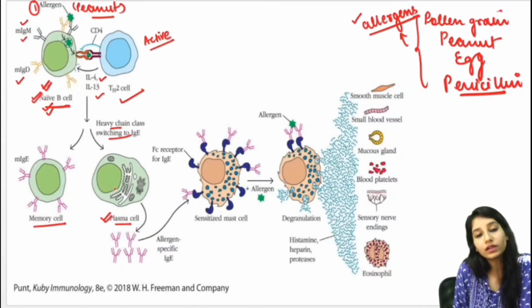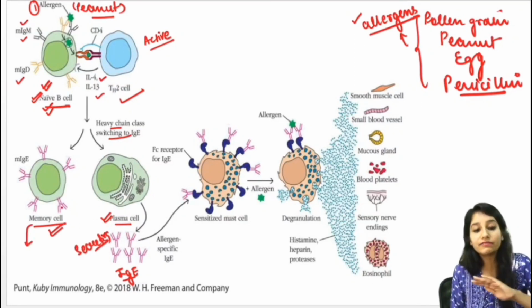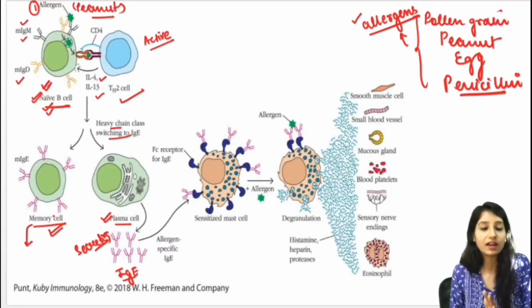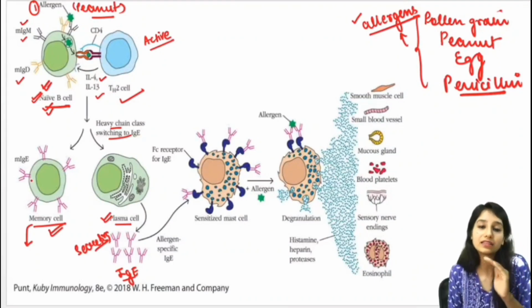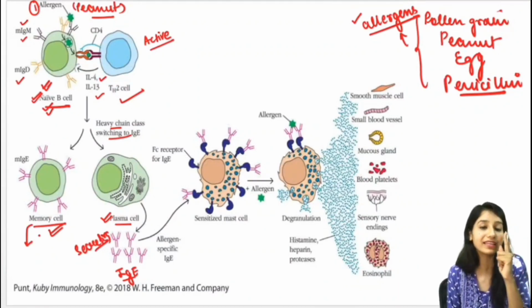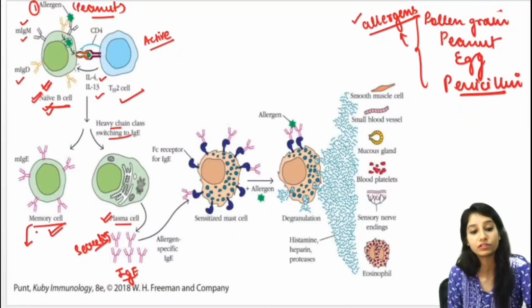This plasma cell will start releasing allergen-specific IgE antibody. It is secreting IgE antibody. While the memory cell will not secrete any kind of IgE antibody, it just has the memory that something like that has occurred in my body, and if next time I come in contact with the same allergen, I will react very quickly. So it just has the memory that this thing has occurred previously.